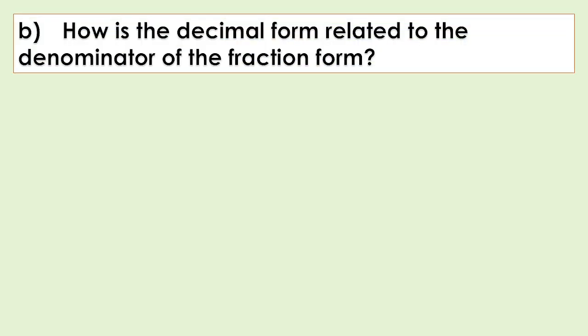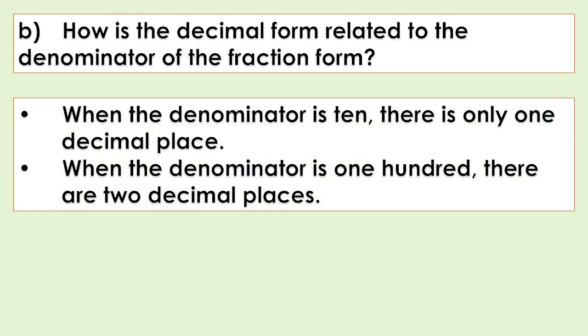Letter B. How is the decimal form related to the denominator of the fraction form? When the denominator is 10, there is only one decimal place. When the denominator is 100, there are two decimal places.